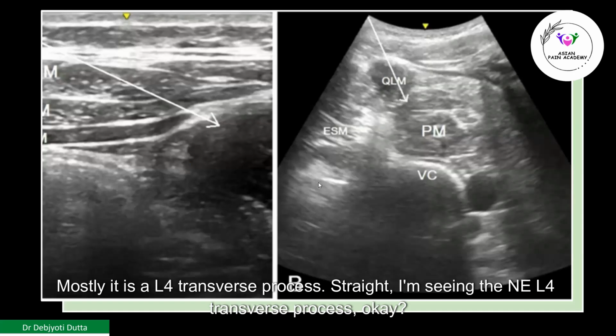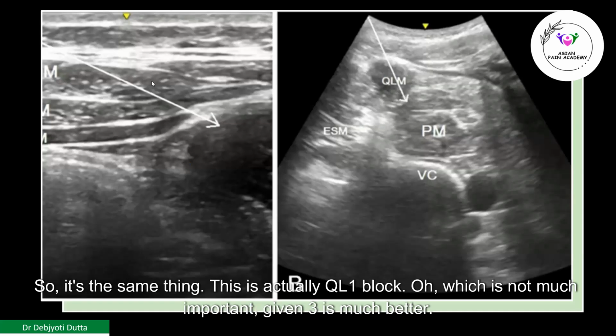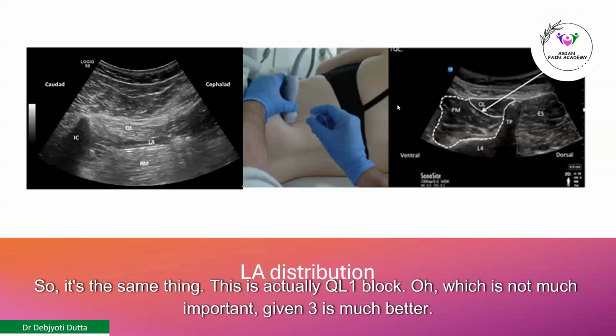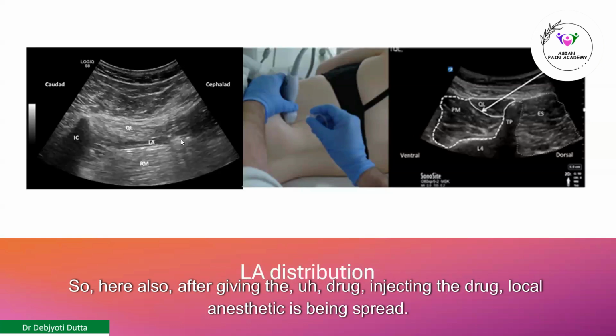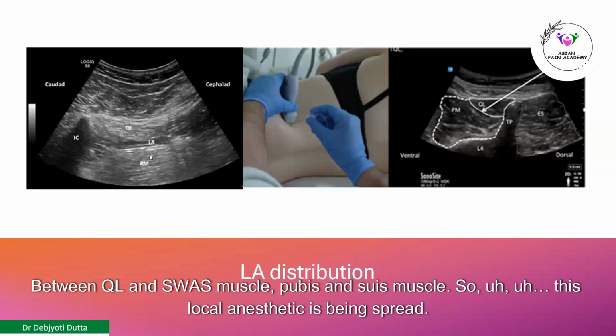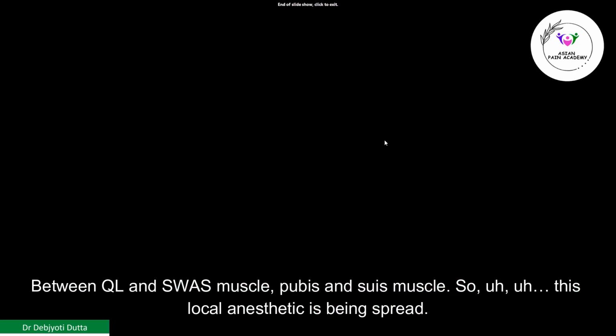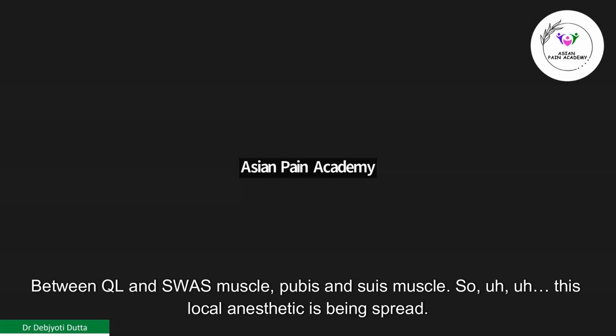This is actually the QL1 block, which is not much important. QL3 is much better. Here also, after injecting the drug, the local anesthetic is being spread between QL and psoas muscle. Okay, this much only.